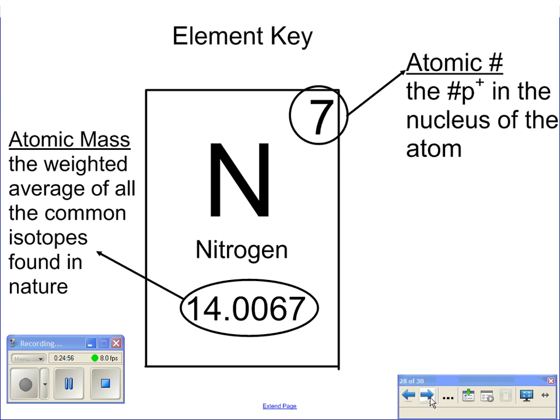And so if we look at nitrogen, since this is so close to 14, that means even though there are isotopes of nitrogen, the majority of the nitrogen atoms that are found have a mass of 14.